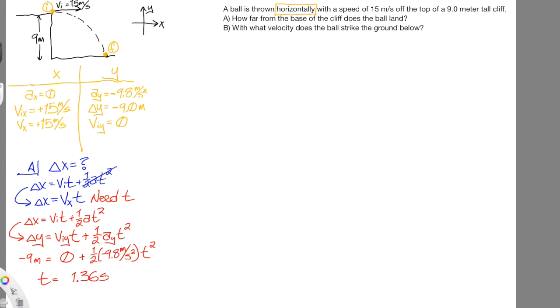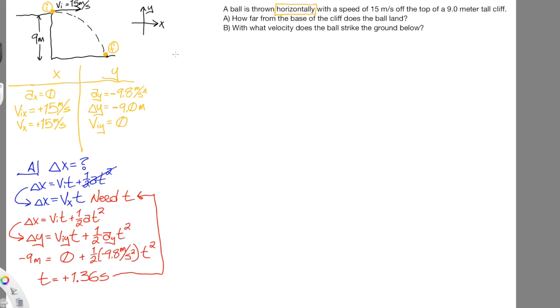And actually, since we have to take the square root to find this answer, we have to decide whether we want the positive or negative time. And we definitely want the positive time here. So now we have t. So let's go back and plug into that x direction equation to find our answer.